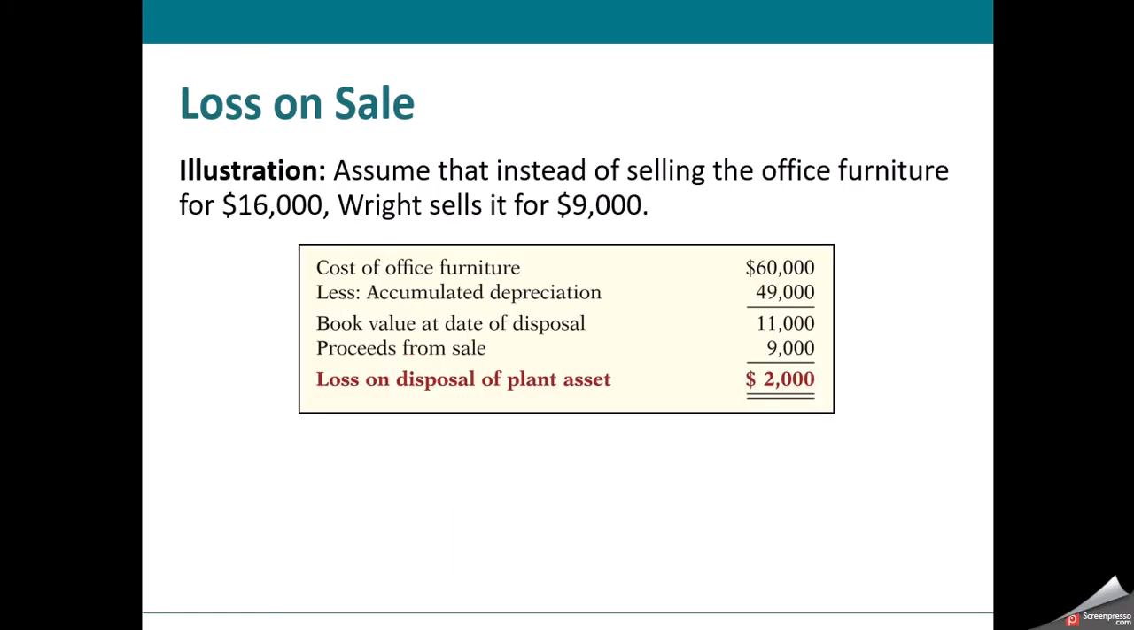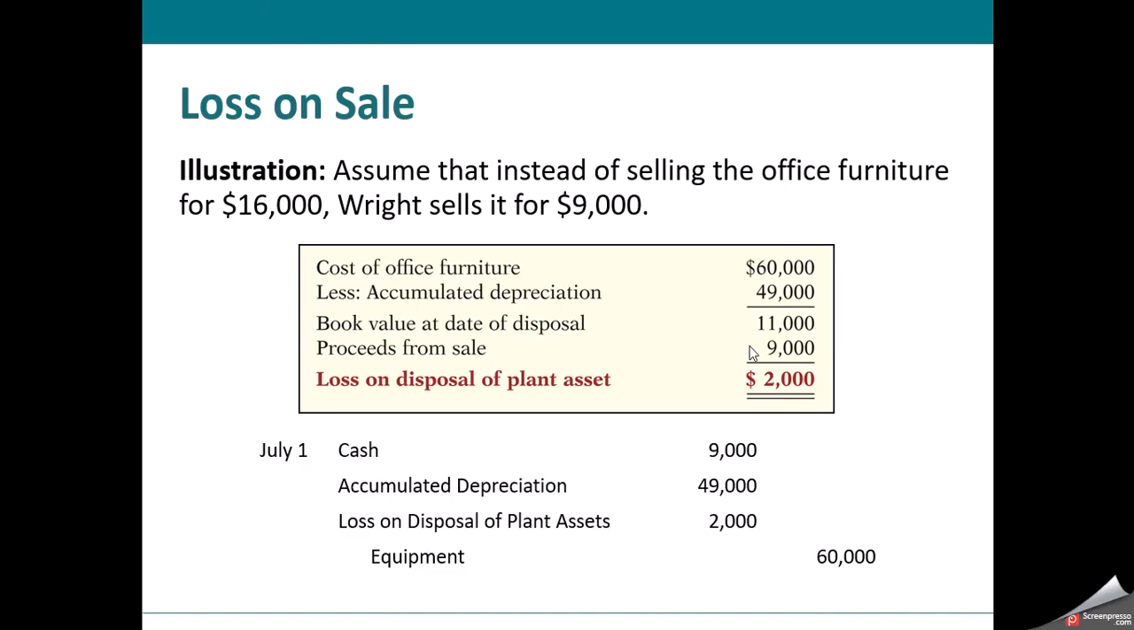Now the reverse could be true. Maybe we're going to get less money. So now it's the same scenario. We still have a book value of $11,000, but we're only selling it for $9,000. So you can see that the two entries here are the same. We still have to take it off of our books, get rid of the equipment at the historical cost, take off the accumulated depreciation. Now our cash amount is lower, and then instead of having a credit to make this entry balance, we have a debit, and that debit will go to loss on the disposal of the plant assets.